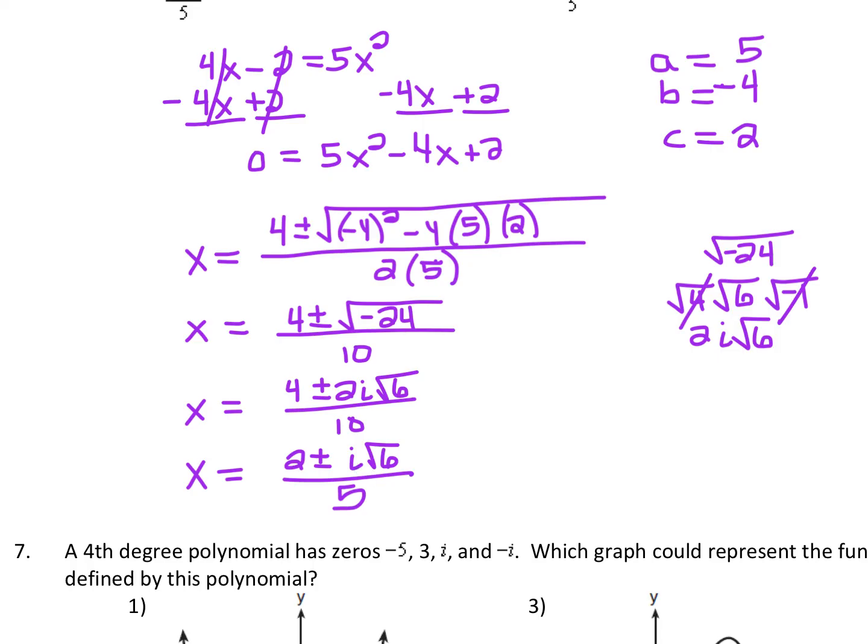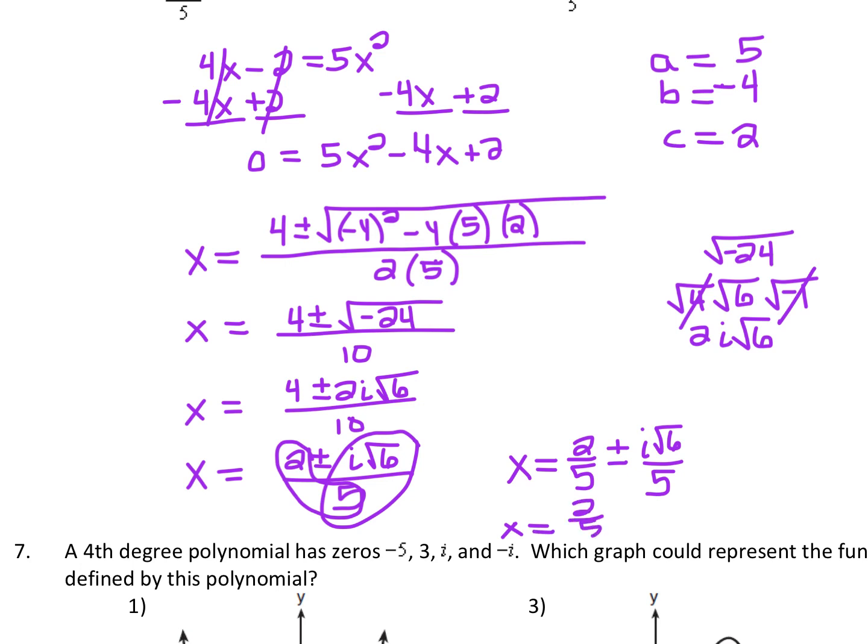Now if we want to break this up into a plus bi form, the a would be 2 over 5. Then we have our plus and minus. You could do this one of two ways. You can just leave it as i radical 6 over 5, or what some people like to do is pull the i to the outside and write it as 2/5 plus and minus radical 6 over 5 with an i right there.